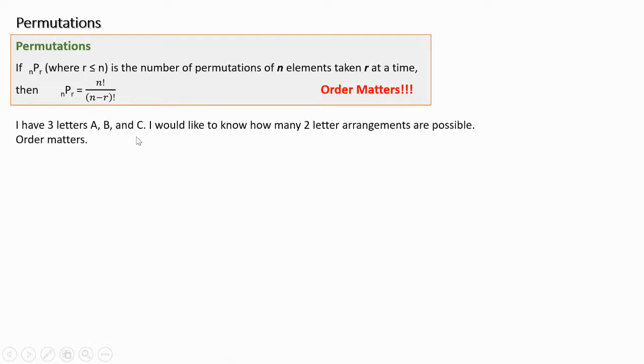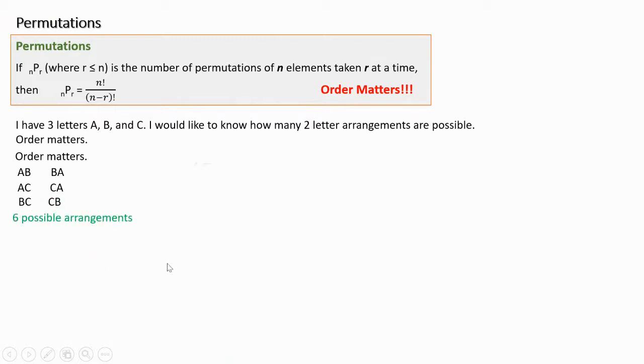Example, I have three letters, A, B, and C. I would like to know how many two-letter arrangements are possible. So the order matters. This is the order A and B, or it can be B and A. It can be AC, CA, or BC and CB. These are all the possible arrangements.